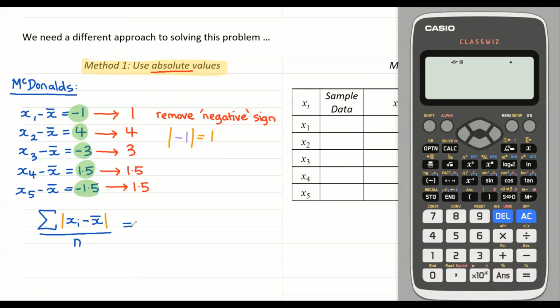So let's do this. Let's add up all of these numbers, the ones that we've just discovered. It's not cheating, by the way. We're going to add up all these and then divide it by 5. Let's use the calculator for this. So 1, add 4, add 3, add 1.5, add another 1.5. Right, and we get a realistic looking number now. So we get 11.